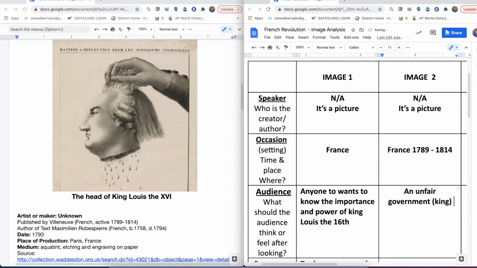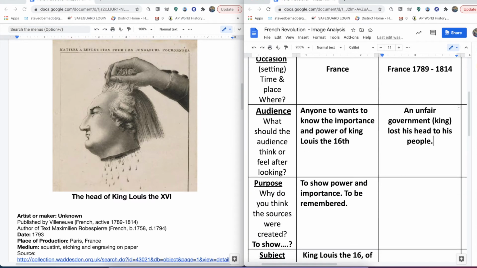King lost his head to his people. Okay, so they murdered him. They cut his head off. You have to understand why. It was an unfair government, and they want to force a new system. Why do you have to take it as far as to cut the head off, right? We're going to figure that out in our research.